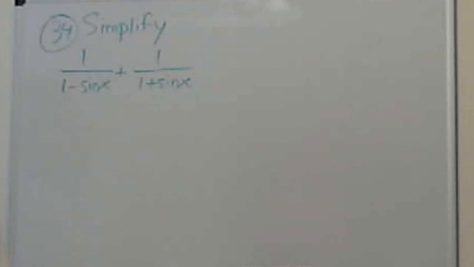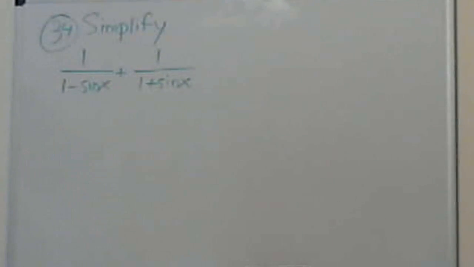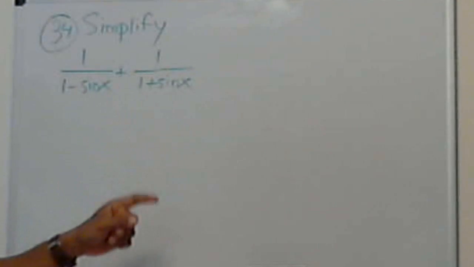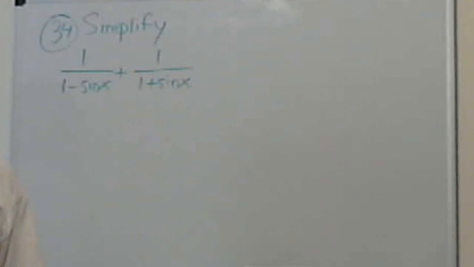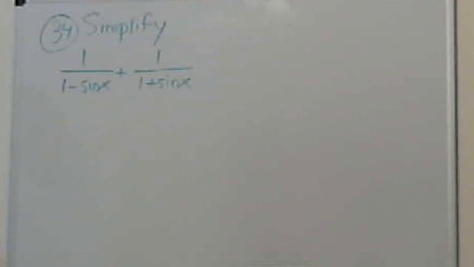Hello everyone. I want to talk to you about how to do problem number 34 from the homework assignment from section 5.1 on page 452. And it says to simplify 1 over 1 minus sine x plus 1 over 1 plus sine x. Alright? Now, in this particular problem, we have two fractions that have unlike denominators.